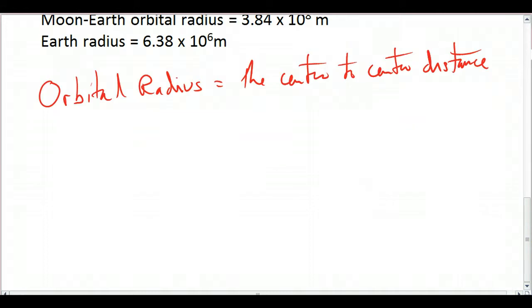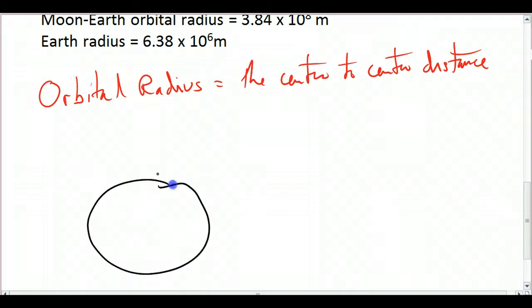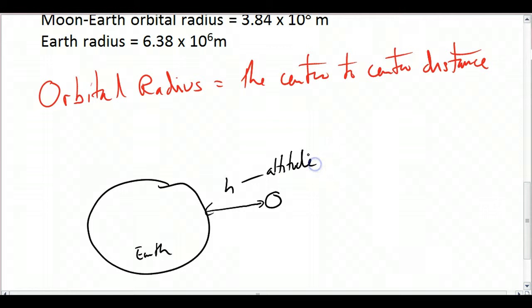So let me give you an example. Let's say we were talking about a case where there was a satellite that was a certain height above the Earth's surface. So here's the Earth. And I told you there was a satellite that had an altitude, and I'm just going to say that altitude of the satellite is h. So in other words, that's how high above the Earth's surface the satellite is.